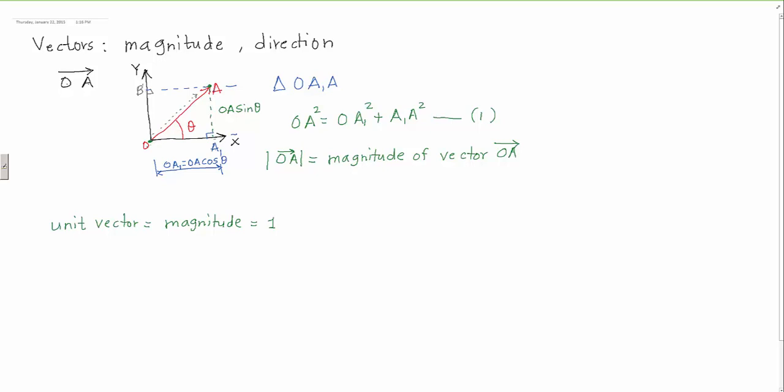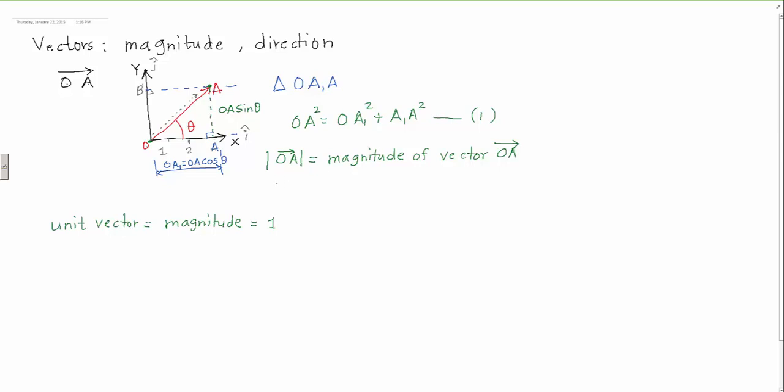Now, interestingly, if I want to go from O to A1 and A1 to A, let me define something interesting here. I'm going to say this is my unit vector i, and this is my unit vector j. So what does it mean by unit vector i? It means if I travel 1 unit in the x direction, I have traveled 1 i. If I travel 2 units in the x direction, I have traveled 2 i's. So if I have traveled OA cosine theta in the x direction, I have essentially traveled OA cosine theta i.